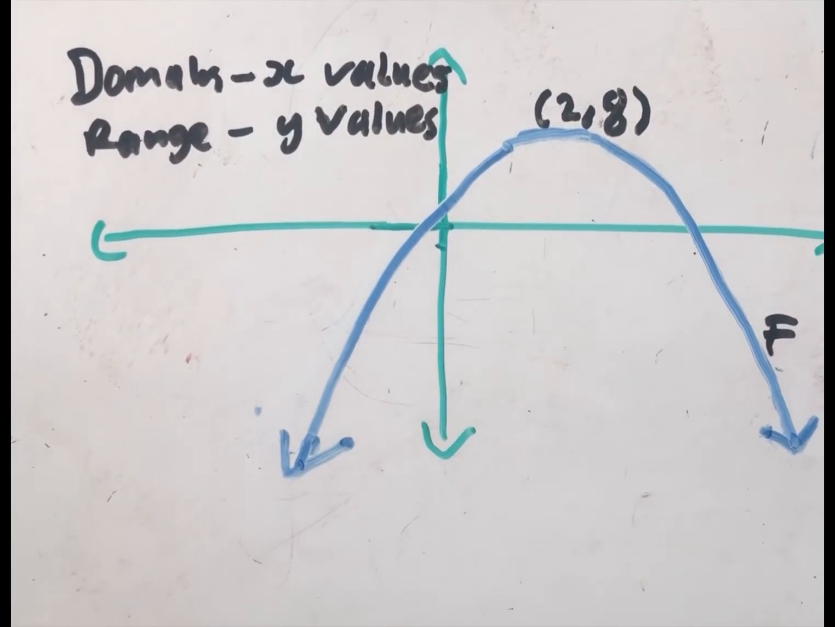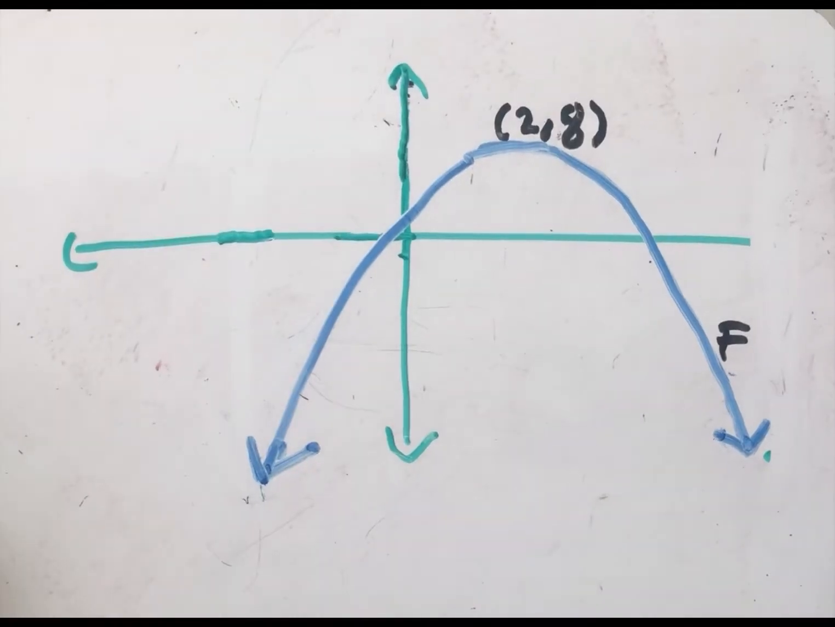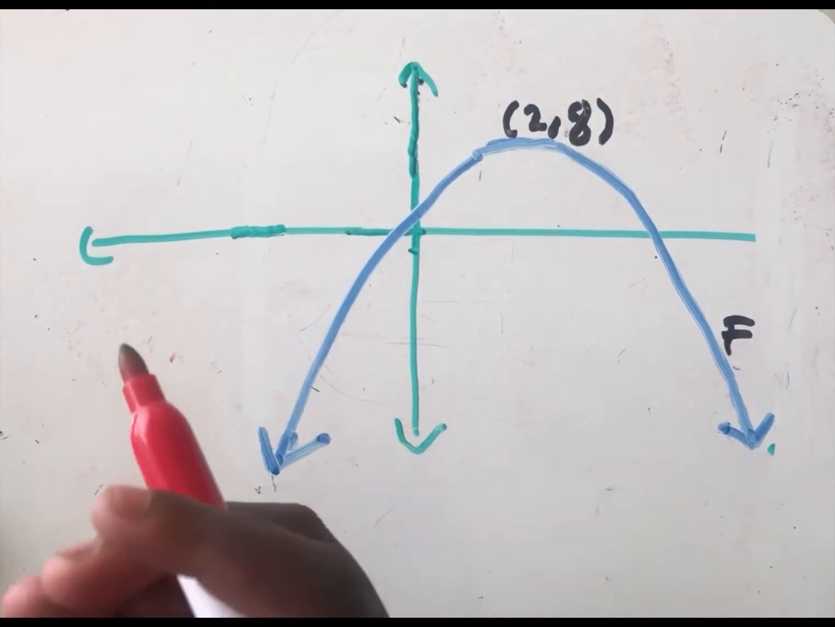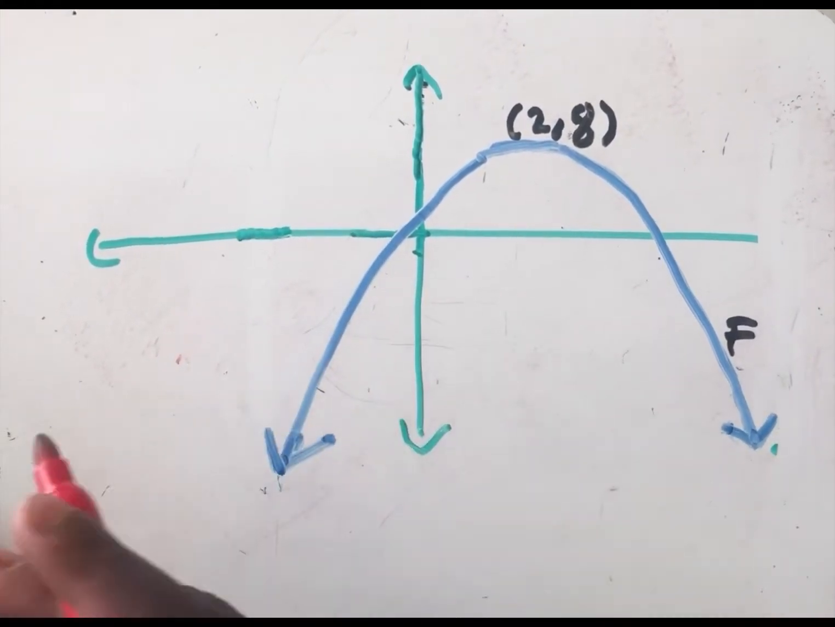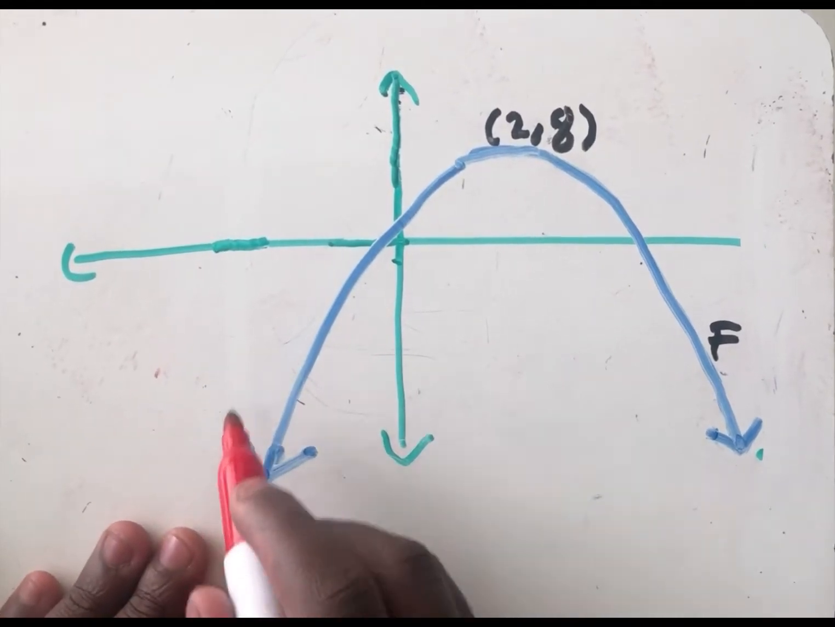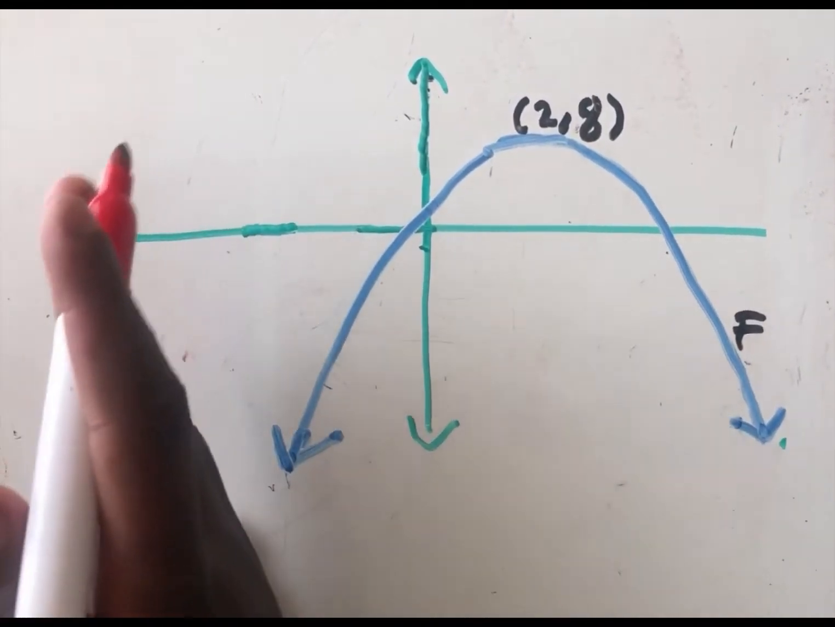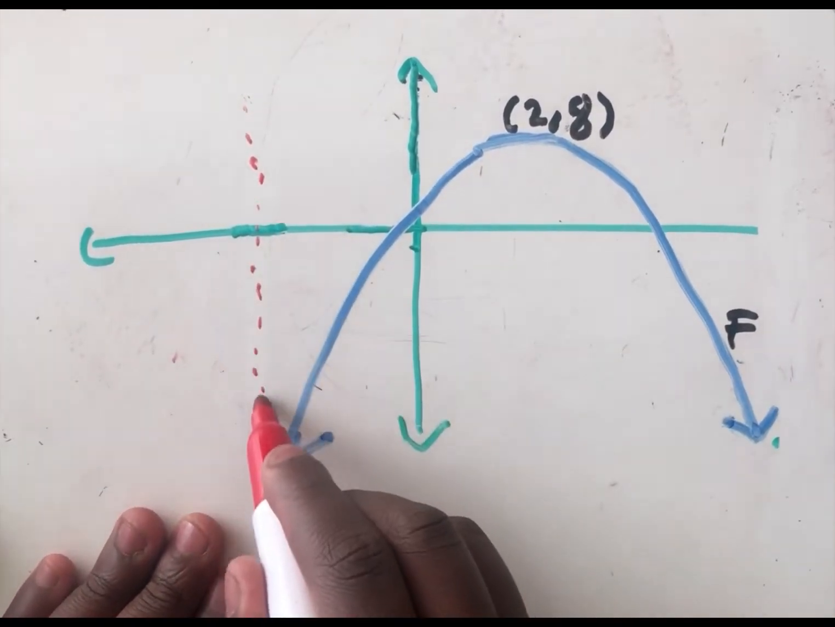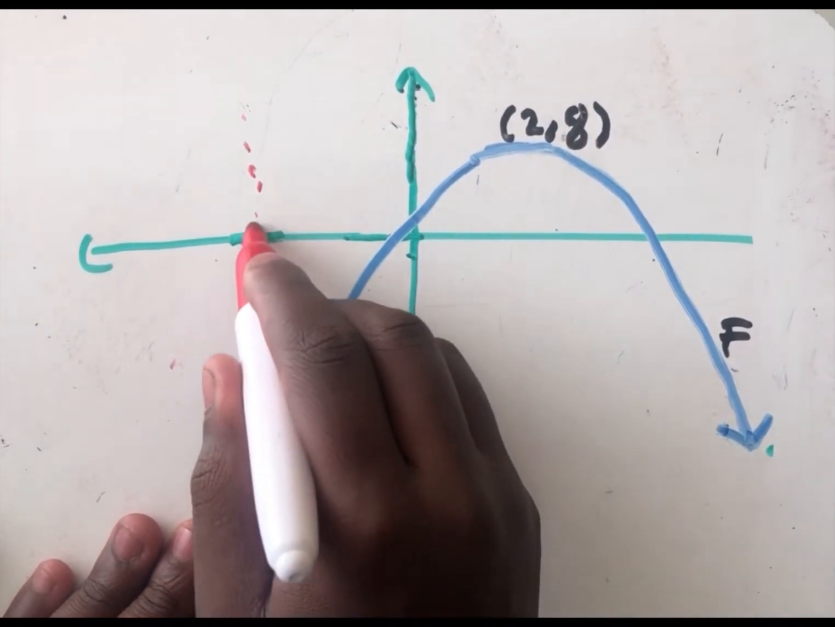Alright, so now let's begin. Let me show you the method. Let's start. What we're gonna do is find the domain. If we wanna find the domain, we have to find the leftmost part of the graph. We have to find out where the graph starts. The leftmost part of the graph is right at this point. So we draw a vertical line where you can see the leftmost part of the graph.